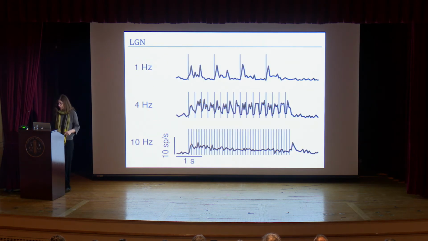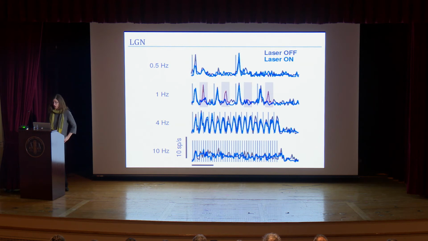So let's have a look at what's going on in the middle in LGN. In LGN, these are all now extracellular recordings. We don't have so many of them, but LGN already has these complex responses to pulses, and a lot of the effects that we see in cortex are in fact already there at the level of LGN.